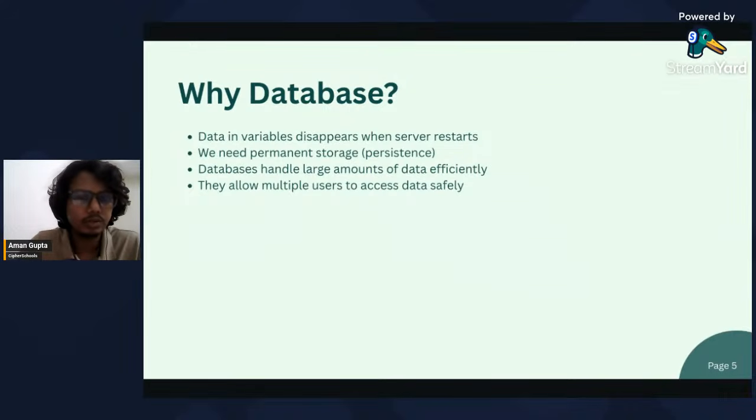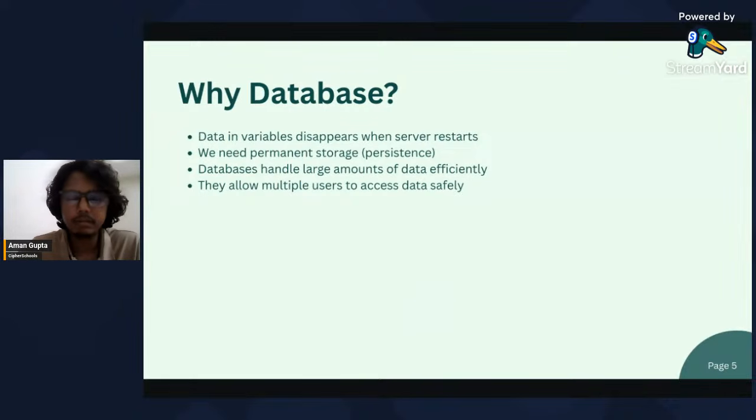So like I told you, why we use a database. Data in a variable disappears whenever the server restarts. Like I told you, if you rerun the program, your data will disappear, right? Second, we need permanent storage. None of these, that is storing it in a variable or in files, would be permanent storage. You can lose the data at any point of time. Databases provide you a way to back up your data as well, right? So these are the reasons why we use a database.